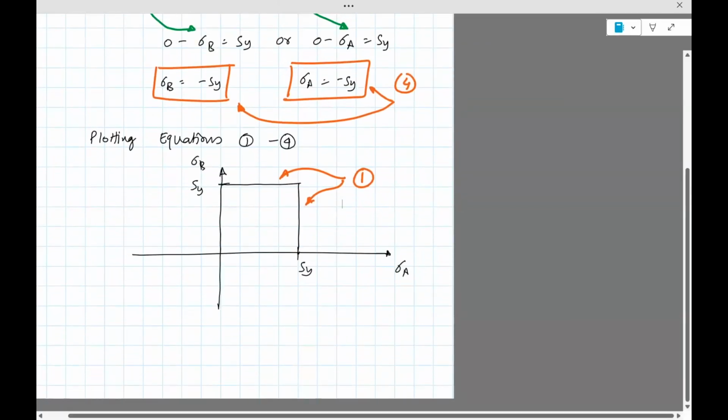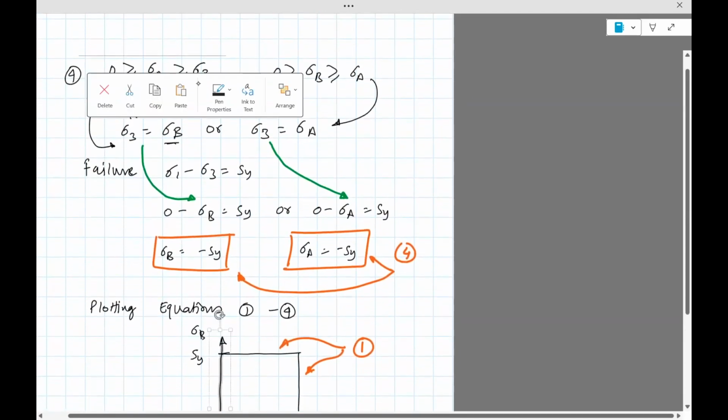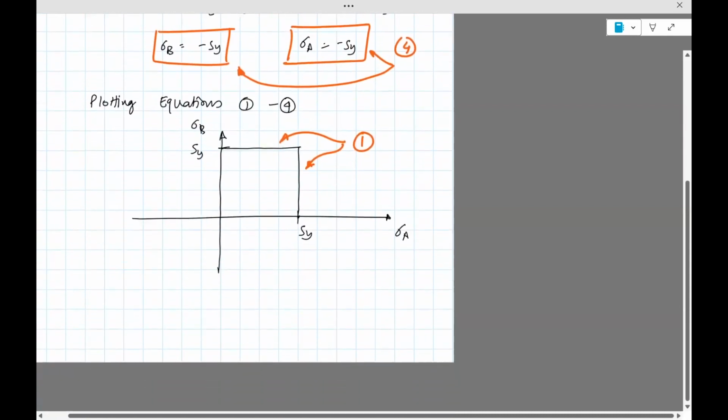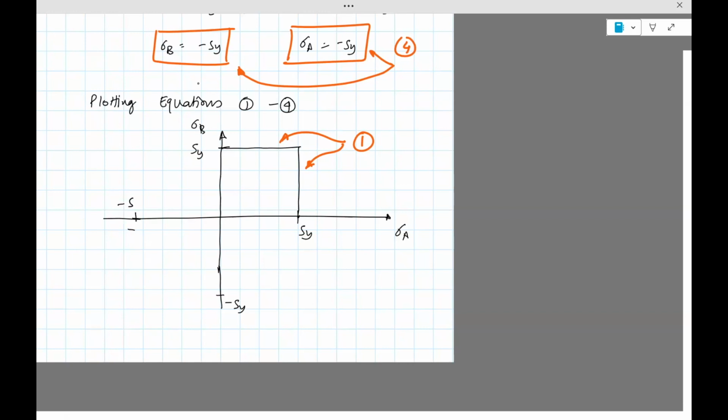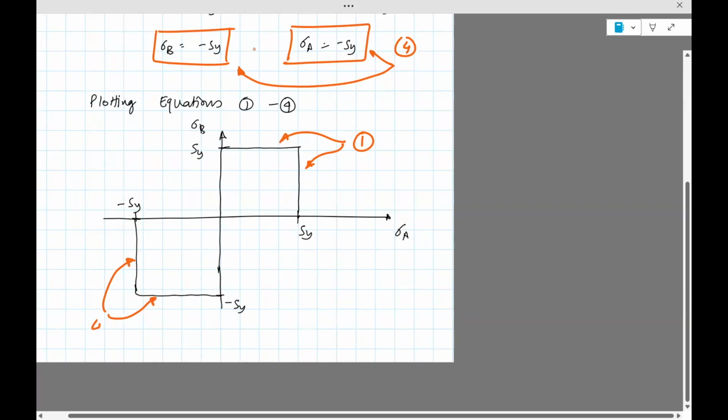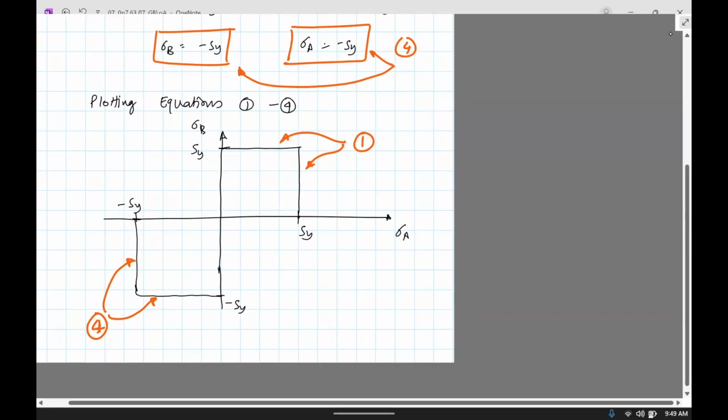Now the other one which is easy is perhaps this one. Sigma B is minus Sy, sigma A is minus Sy. This is when both sigma A and sigma B are negative, which means they are in the third quadrant. So go here, plot minus Sy, minus Sy, and then just join these lines. So these are equation 4. So those are the easier ones. The harder ones are probably equation 2 and 3. Let's look at 2 and 3.